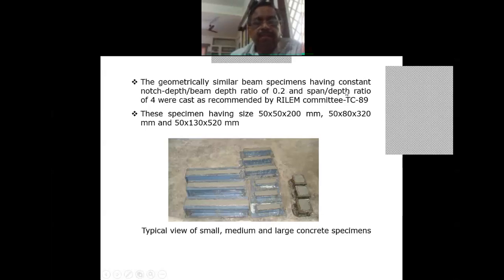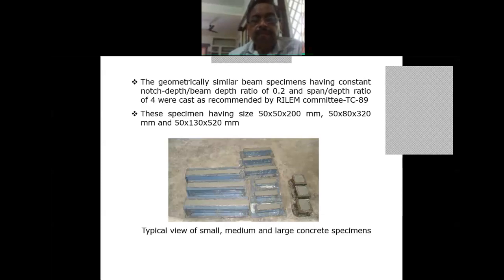Different specimen sizes can also be used, 50 by 50 by 200 or 50 by 80 by 320. So like that you can use different sizes and then evaluate the fracture energy and fracture toughness of the concrete. These are for normal aggregate. Whatever procedure is there, the same procedure we are following, and we want to know why there is a decrease in the fracture energy or fracture toughness when we use the recycled aggregate. That is the main purpose of this study.